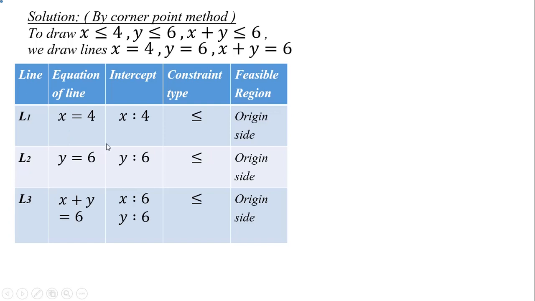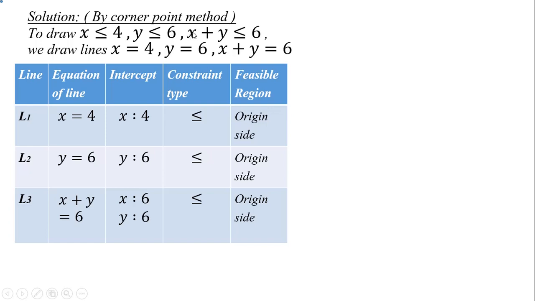Similarly for second, we draw this line y equal to 6. Now this y equal to 6, this line L2 is parallel to x-axis passing through 0, 6, y-intercept is 6. Now we check whether origin satisfies this inequality or not. Y coordinate of origin is 0. We substitute 0 here. 0 is less than or equal to 6. That means coordinates of origin satisfy this inequation. So we take origin side of this line as solution set of this second inequation.